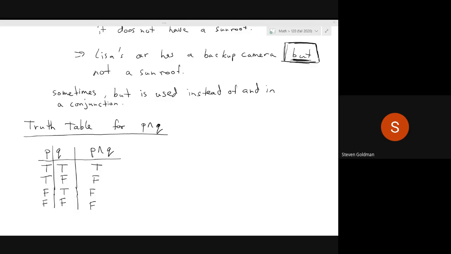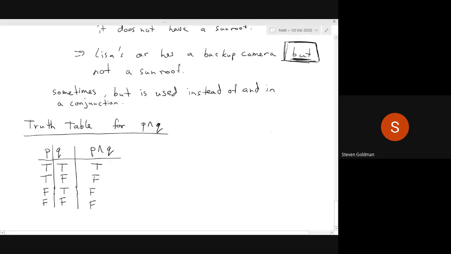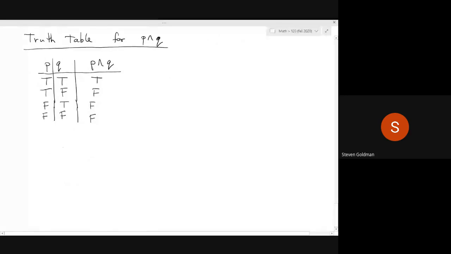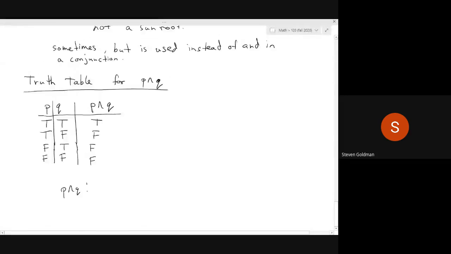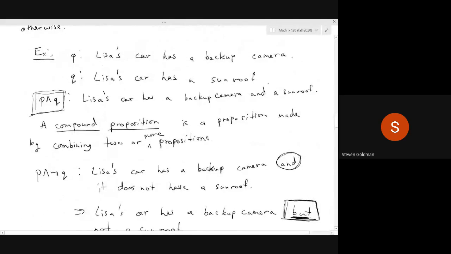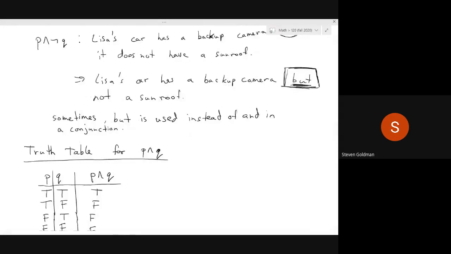All right. Let me write that down. One moment. Okay. So using that example from before, P and Q, where P and Q were the same as the ones from before. The conjunction P and Q is the sentence Lisa's car has a backup camera and a sunroof.